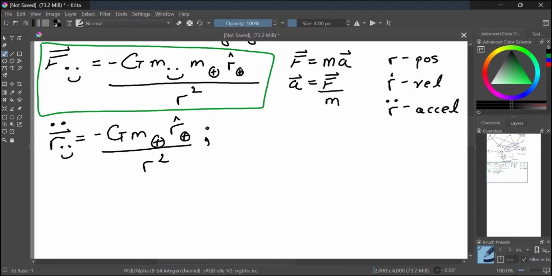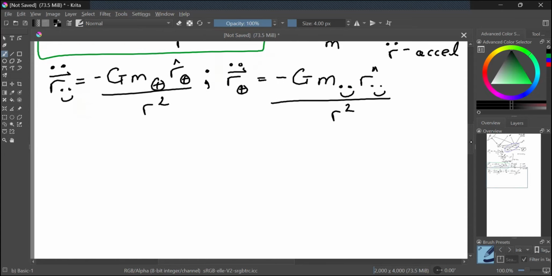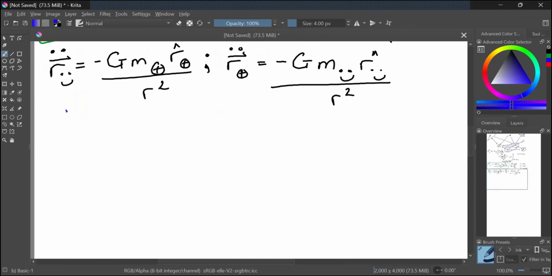But Newton also pointed out that if the spacecraft is being pulled into the Earth, the Earth is also being pulled into the spacecraft, right? So really, we should also keep track of the Earth's acceleration. You can say minus G mass of our satellite, in the direction of our satellite, divided by how far away it is. And we don't have to stop here. We can take note that this is really just the same as the Earth's direction vector. They're pointing at each other, but the Earth's direction vector is negative.